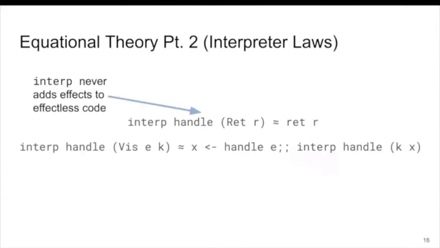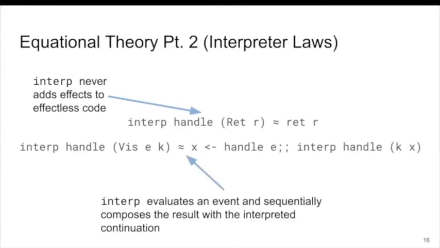Interp always maps ret to ret. This corresponds to the fact that interp should never add effects to effectless code. And you see here, interp handles a visible event by handling the event and then binding the result to the interpretation of the continuation.